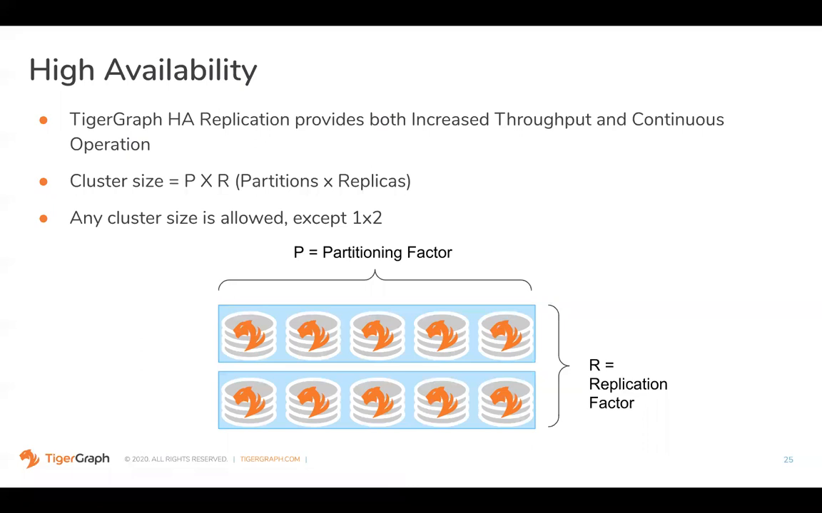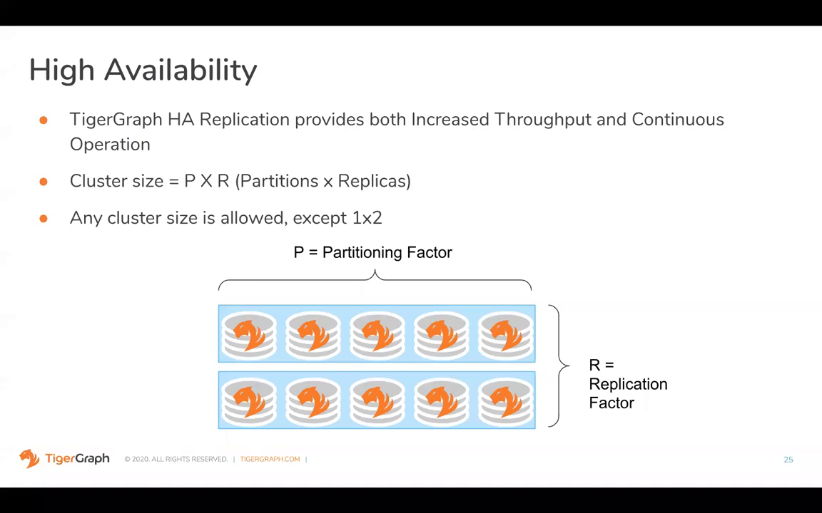So I'm going to introduce a couple terms. P is the partitioning factor. So if my database is spreading the data across five servers, the partitioning factor is 5. And then if I have 2 replicas of that entire database, then my replication factor is 2. So I have a total of 10 servers. And this is a pretty traditional architecture that gives you both.